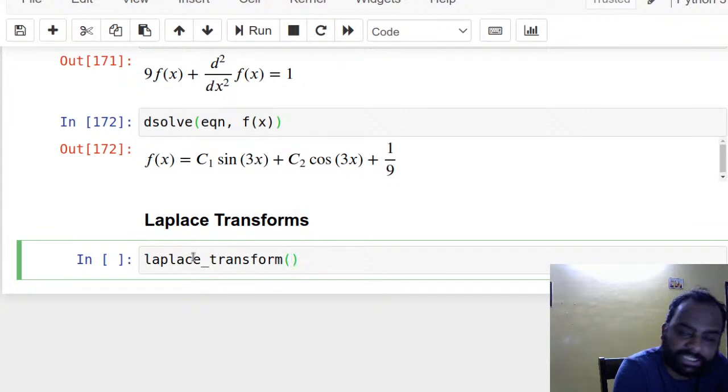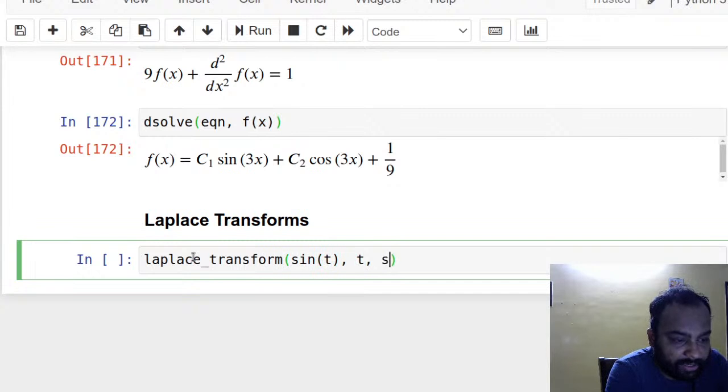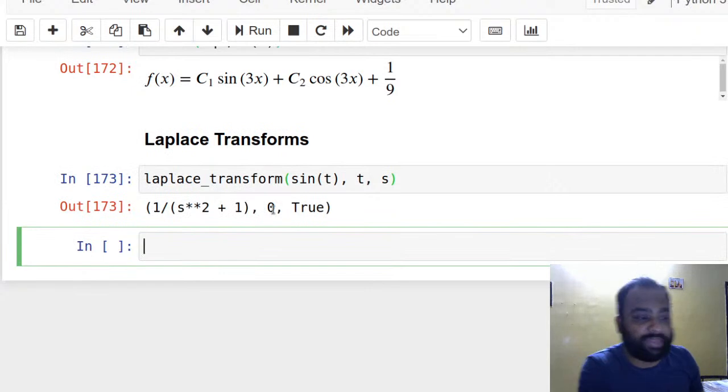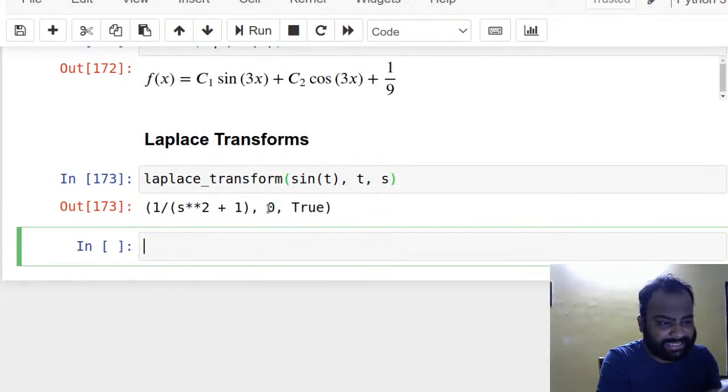So of course, the function is laplace_transform. Everything is being called from SymPy. So Laplace transform of, say, sine of t with respect to t. And the variable that I want to end up with, the frequency domain variable, is s. If I do the Laplace transform, now you would see that it shows me something very weird. It says 0, True.